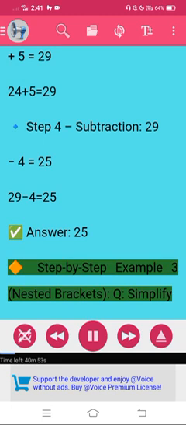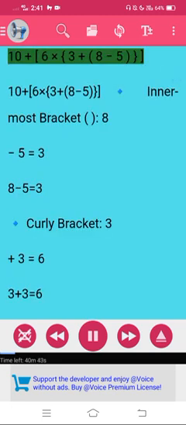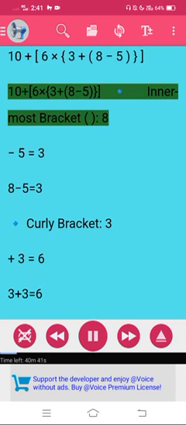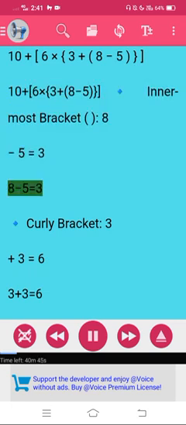Example 3, nested brackets. Simplify: 10 plus 6 times (3 plus (8 minus 5)). Innermost bracket first: 8 minus 5 equals 3. Then the curly bracket: 3 plus 3 equals 6.